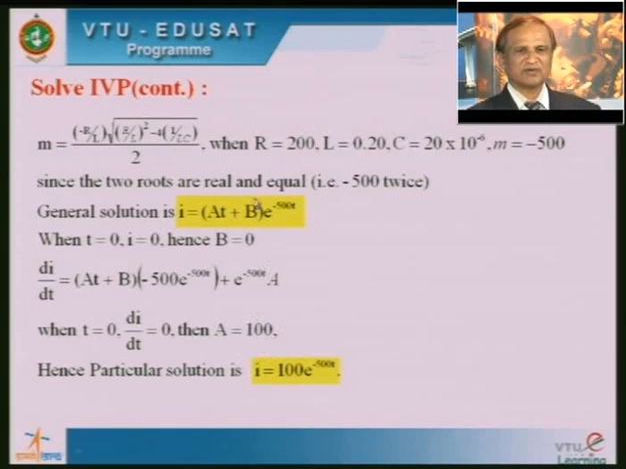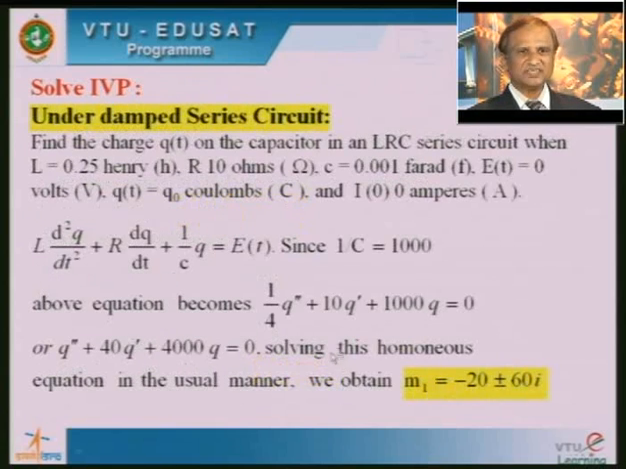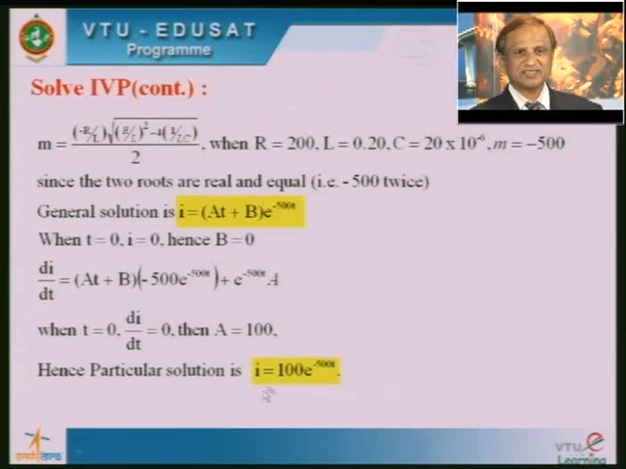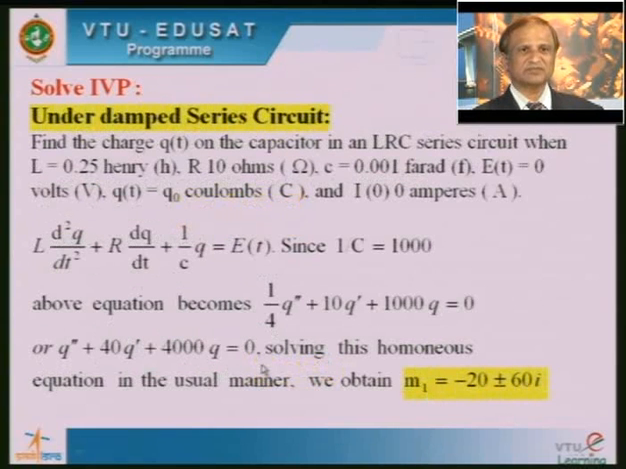Is it clear? Now I will replace b by 0, a by 100, and I can obtain I is equal to 100 into e to the power minus 500 t. Is it clear? Right? If you want, you can draw the curve of the same equation. You will get a similar type of curve, right? Sometimes we call it an underdamped series circuit, right?